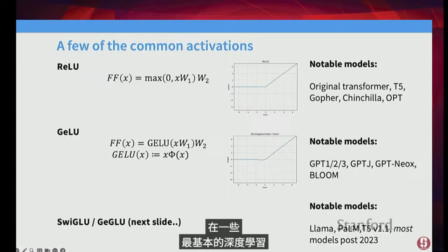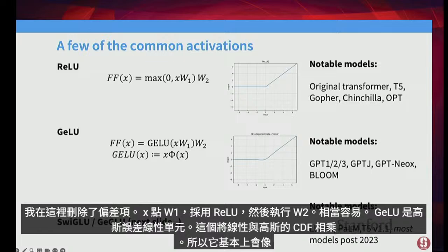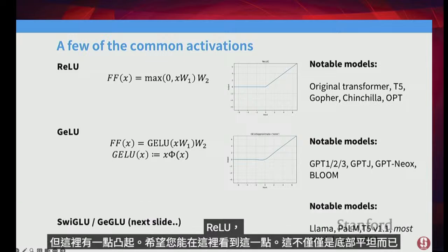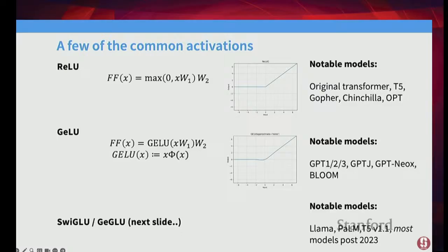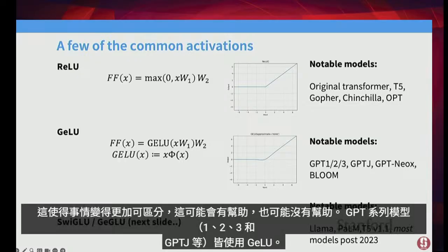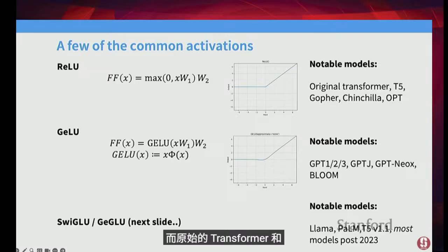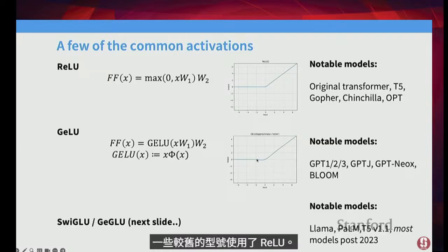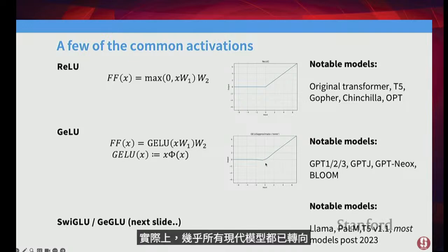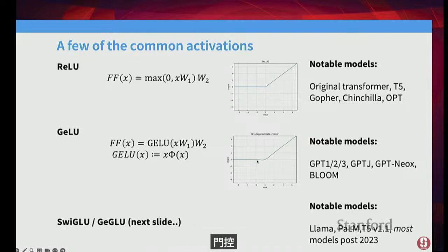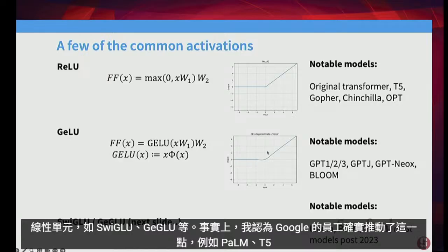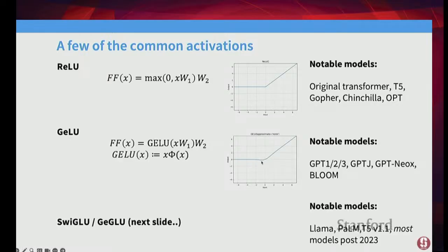I think the ReLU and maybe the GeLU you all should already know, right? The ReLU you learn in some of the most basic deep learning classes. You just take the max of 0. And in the case of an MLP, I've dropped the bias terms here: X.W1, you take the ReLU, and then you do W2. Fairly easy, right? A GeLU is a Gaussian error linear unit. This one multiplies the linear with a CDF of a Gaussian. And so it's basically going to be like the ReLU, but with a little bit of a bump here. Hopefully you can see that over here. This is not just flat at the very bottom. This makes things a little bit more differentiable, which may or may not help.